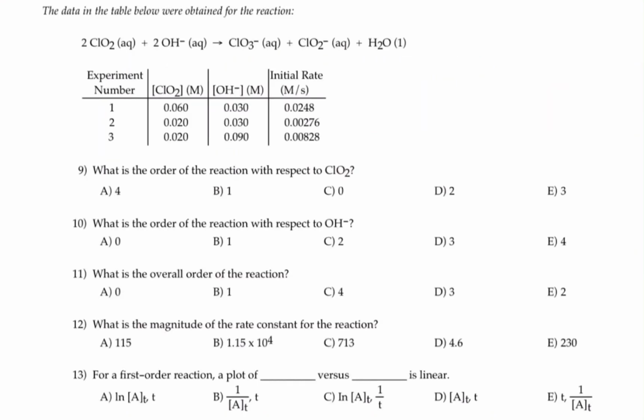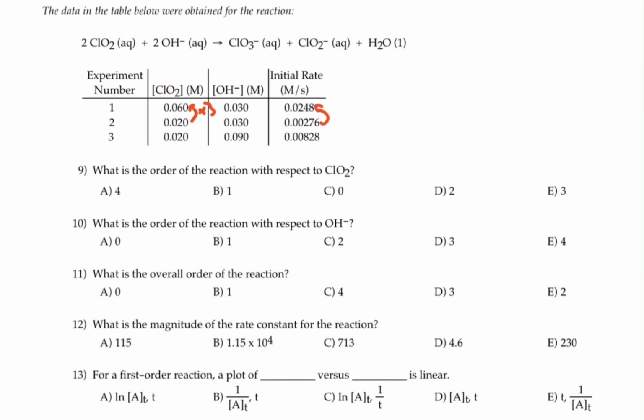Alright, this problem is kind of long, but I'm just going to go through it really quickly. We first want the order of the reaction with respect to ClO2. So we look right here, which column changes while the other stays the same. Well, 1 and 2 do. And we take this one, which goes up by a factor, or it multiplies by a factor of 3, while the rate, we have to divide that.